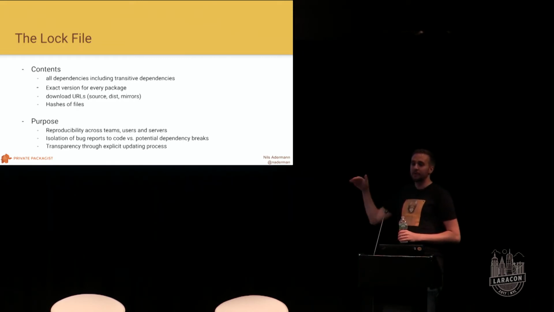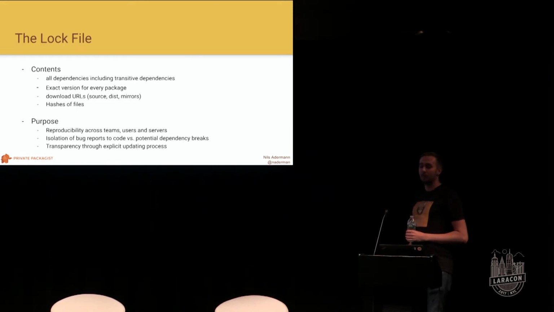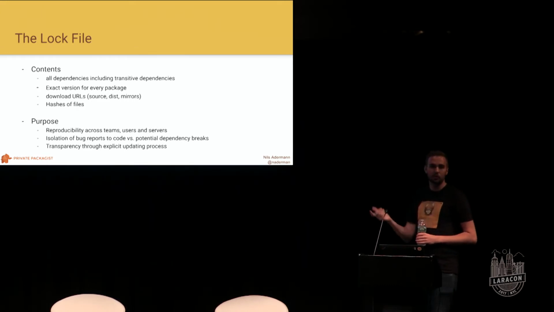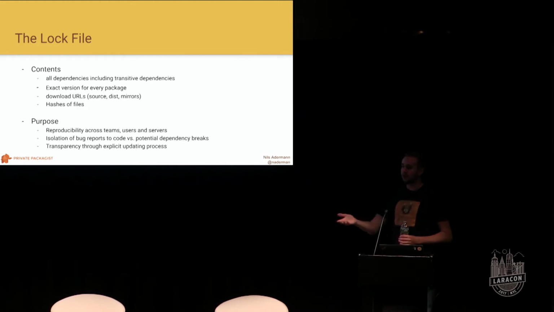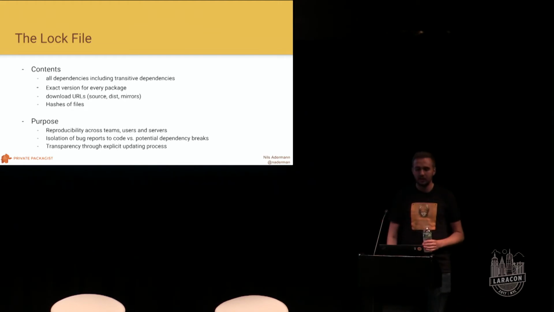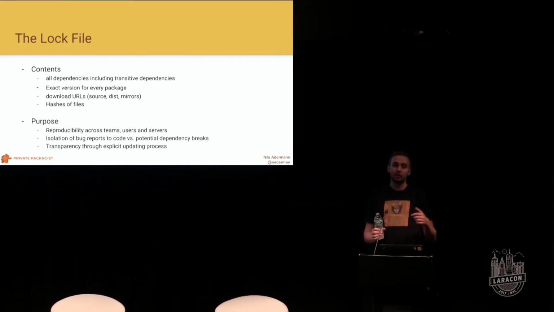So that URL from GitHub that you're about to download the zip file from, or the repository URL to clone from. Or mirrors if you're doing the private packages mirroring of your open source dependencies. And hashes of the files that are to be installed. And the purpose of the lock file is that you can reproduce the exact same state.